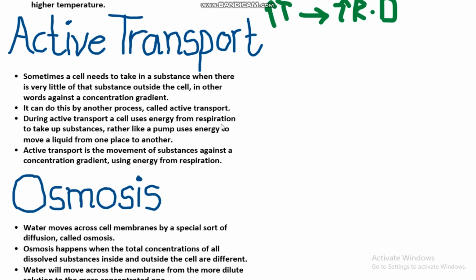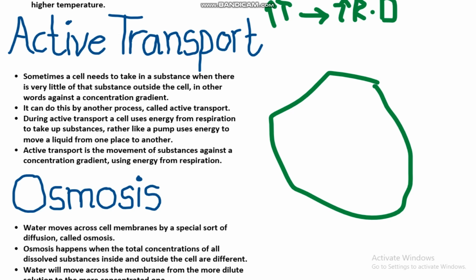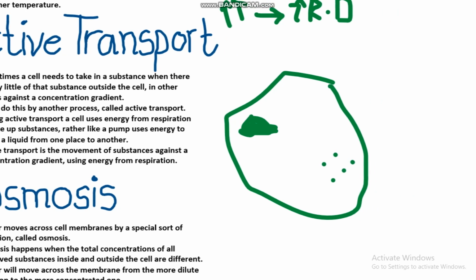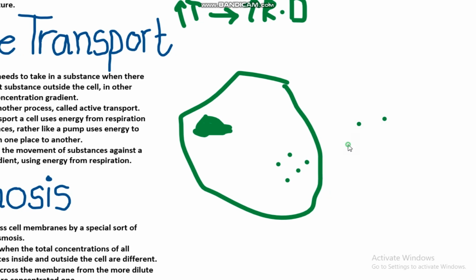Then we have active transport. Sometimes the cell needs to take in a substance when there is very little of that substance outside the cell, in other words, against a concentration gradient. For example, we have a perfect example of this in the kidney tubules, but it would be a long example. To make it shorter, take a cell like this, which has less water and less oxygen in it, and outside it has more.